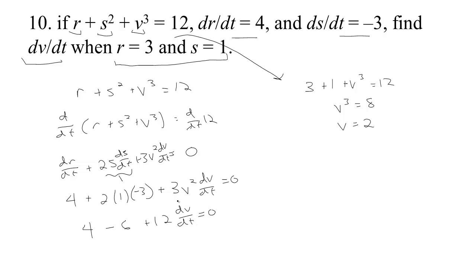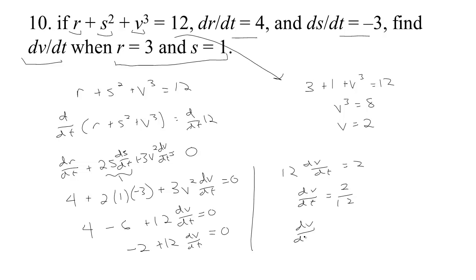Now I can solve for dv/dt. These guys are negative 2 plus 12 dv/dt. Let's move the negative 2 over, so we would have 12 dv/dt. Oh, this is equal to 0, sorry. So we'd have 12 dv/dt equals 2. So dv/dt would be 2 divided by 12, which is better known as 1 divided by 6.